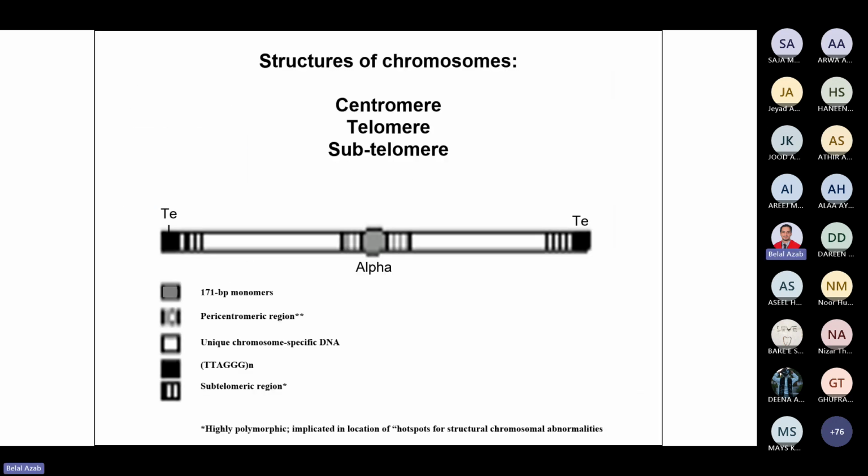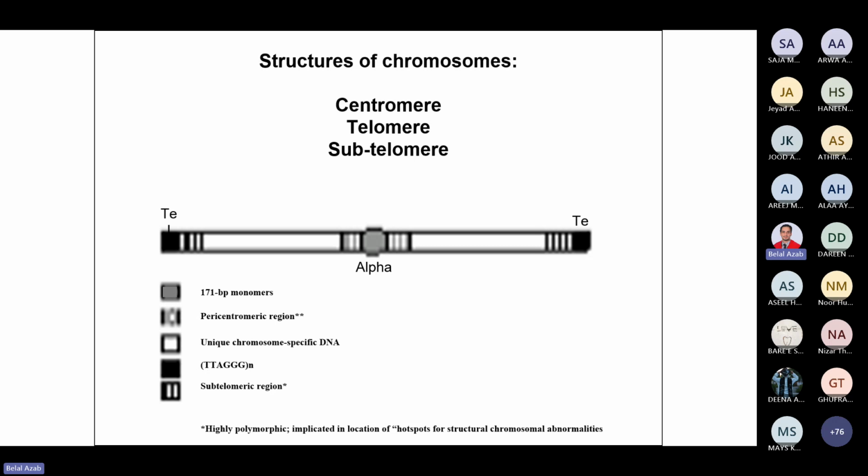Right, so let's talk about the centromere and the telomere. All of the chromosomes have centromeres. Associated with the centromeres is a satellite, repetitive DNA known as alpha satellite. What is alpha satellite? It is a sequence of DNA that is 171 bases long, repeated many times.